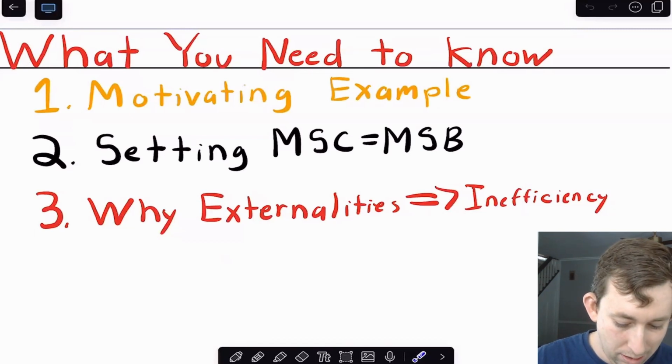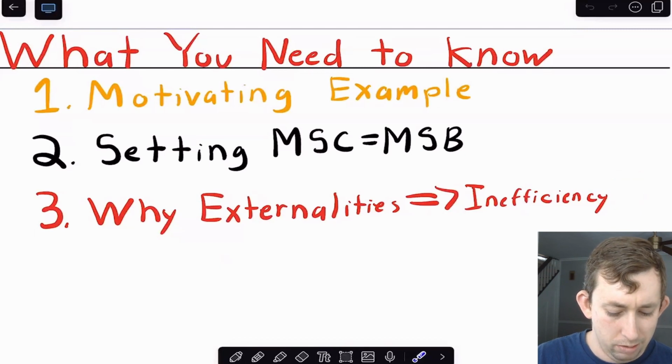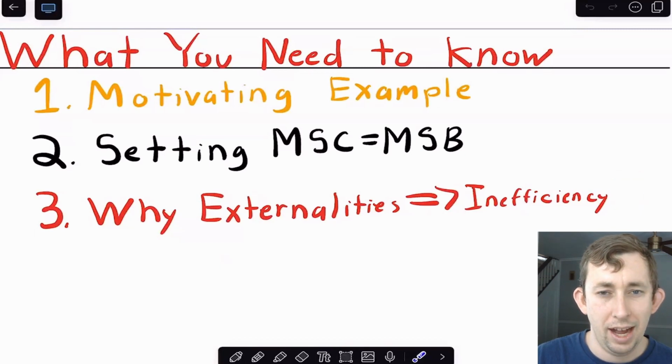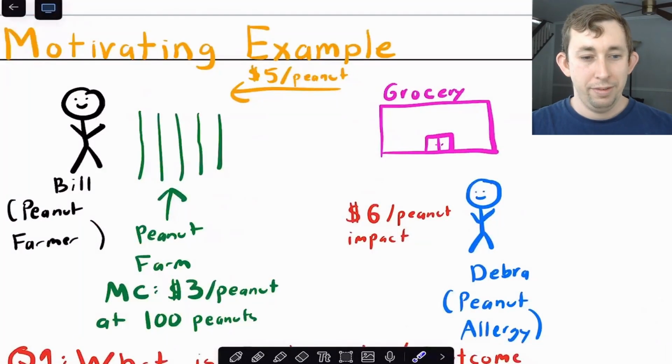And then what we're going to talk about finally is why externalities create inefficiency, which again is going to look very similar to things we talked about in the last video. At any point, give a comment if something's helpful or if you're confused about something, but let's go right into this motivating example.